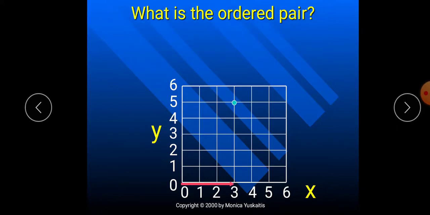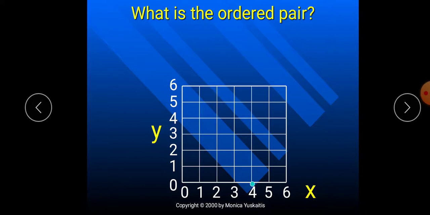What is an ordered pair? An ordered pair is nothing but 3 comma 4 or 3 comma 5. This is called 3 comma 5, the ordered pair of this given answer. What is the ordered pair? 2 comma 6. This blue point is showing 2 comma 6.